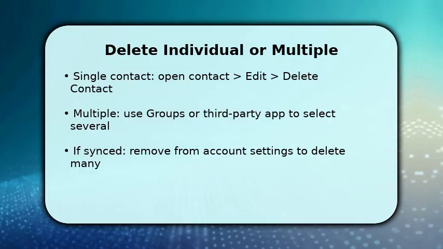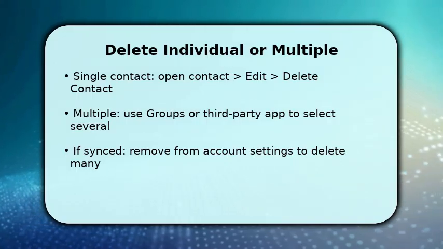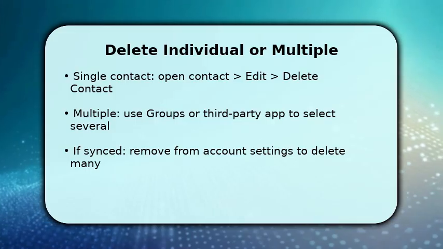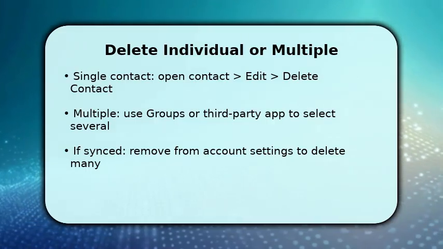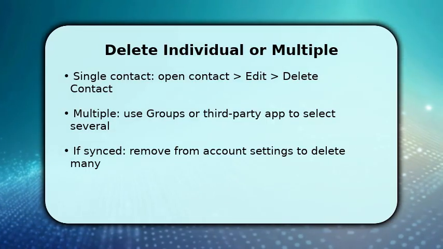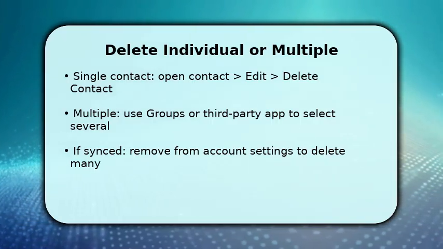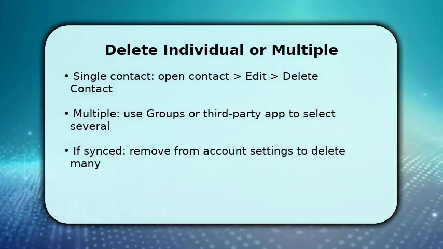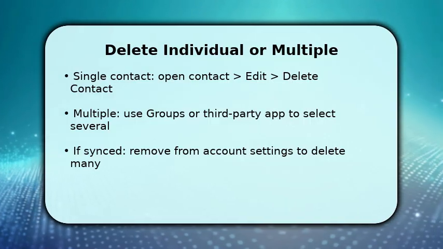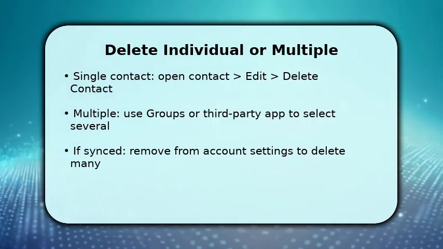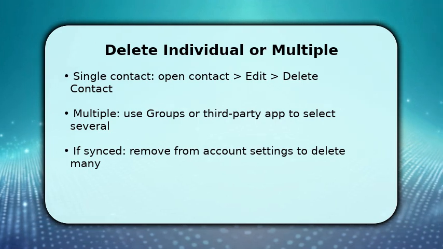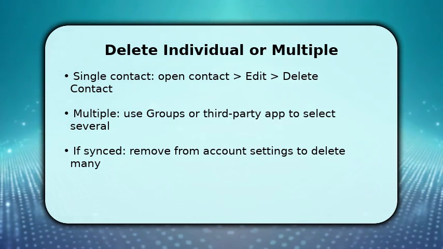For multiple entries, use contacts groups to filter an account, then delete individually or install a trusted bulk delete app. This is faster for dozens. If contacts are synced, go to Settings, Contacts, Accounts, choose the account and toggle off contacts, or delete the account to remove all linked contacts. This explains why account-level removal affects every device using that account.